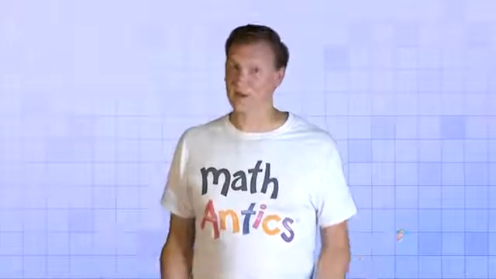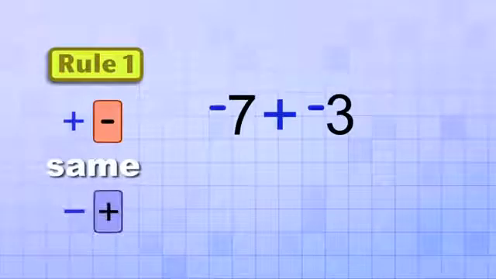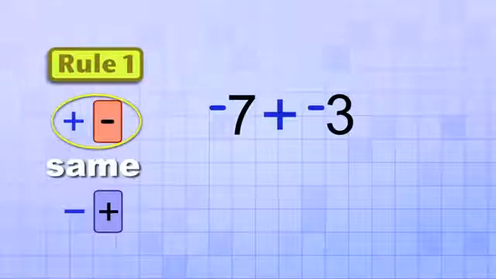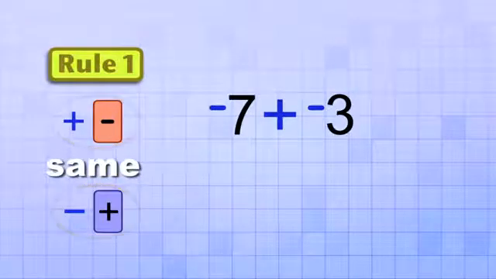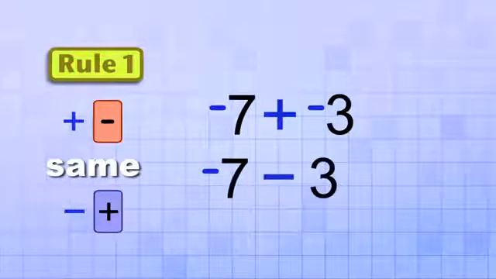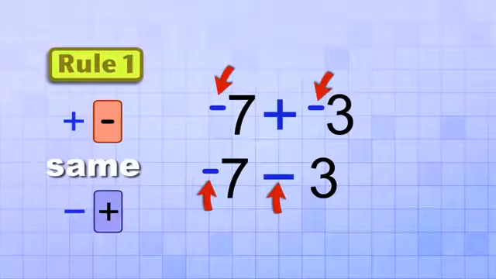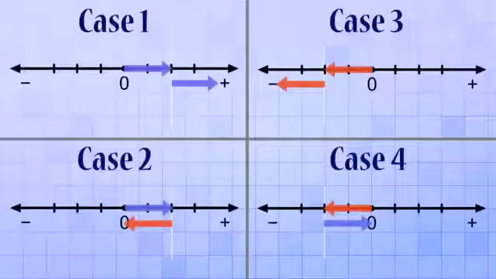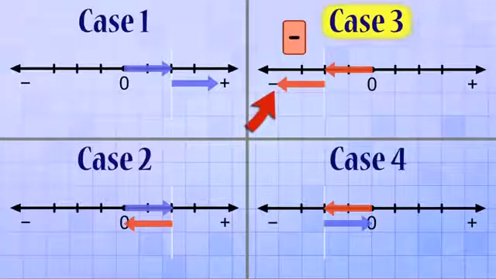And as you might have guessed by now, thanks to our rules, there's another way we could write this type of problem. Because of rule number 1, we know that adding a -3 is the same as subtracting 3. So this problem could also be written like this: -7 minus 3. But either way it's written, in this case, you're starting with a negative number and making it even more negative. And because of that, you know that your answer will always be negative for case 3, since you stay on the negative side of the number line.